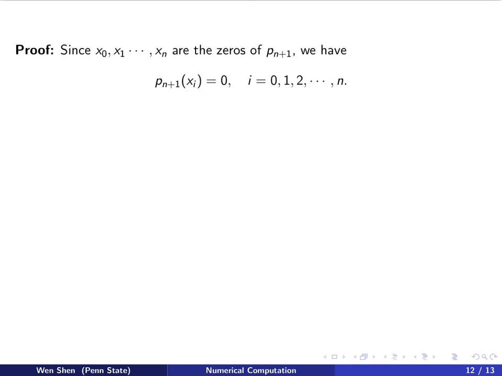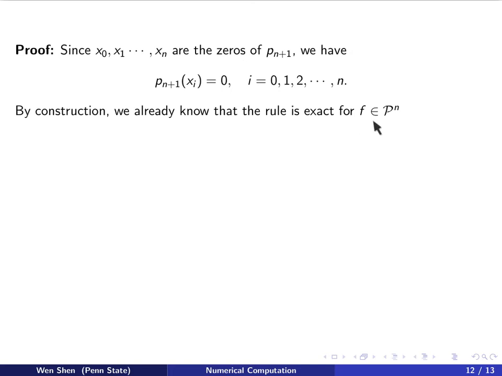So since the nodes we choose are zeros of this polynomial P_{n+1}, then clearly we have this relation: P_{n+1} evaluated at all these x_i's will be 0. By construction, we also already know that the rule will be exact for any function that is a polynomial of degree n. What remains to show, what is non-trivial, is that we can raise the degree of precision much higher.